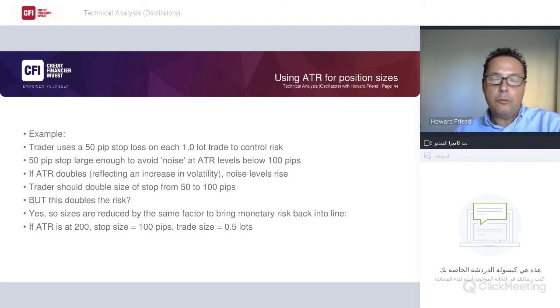So my contention is that the trader should double the size of the stop in pips from, say, 50 to 100. If the ATR goes from 50 to 100, i.e. it doubles, then you should double the size of the stop. But that has the downside effect of doubling your risk. The way to counter this is to reduce the lot size by the same factor to bring the monetary risk back into line. Let's say, for example, the ATR goes up to 200 and the stop is 100 pips. Then the trade size has to go down from one lot to 0.5 lots. That way you are equalizing the dollar or monetary risk on the trade.